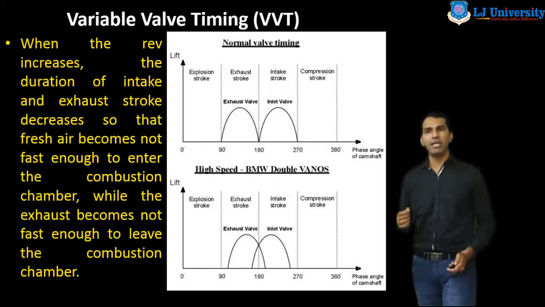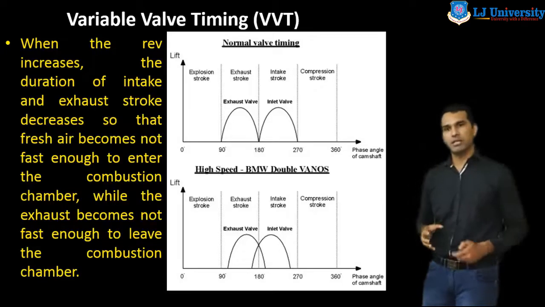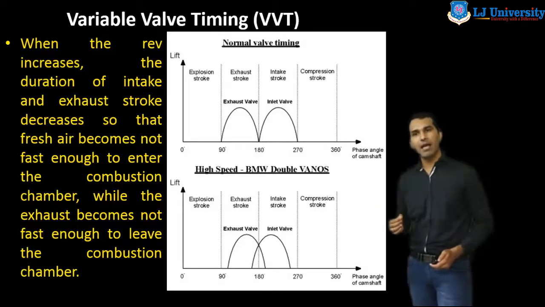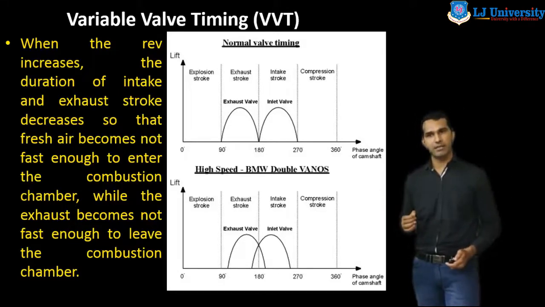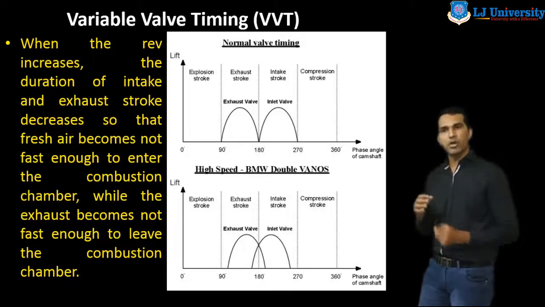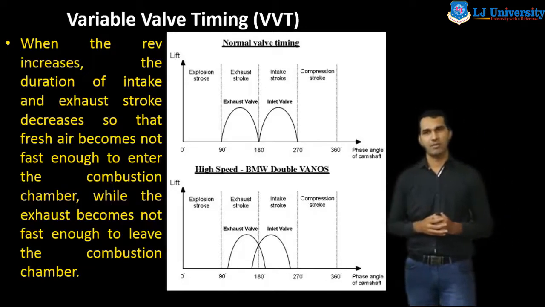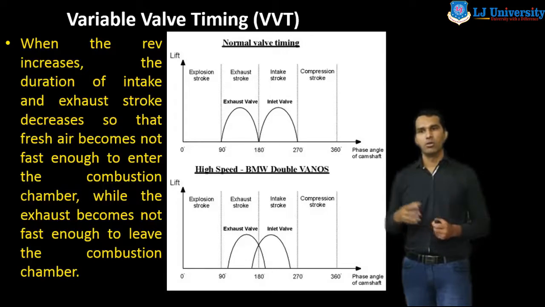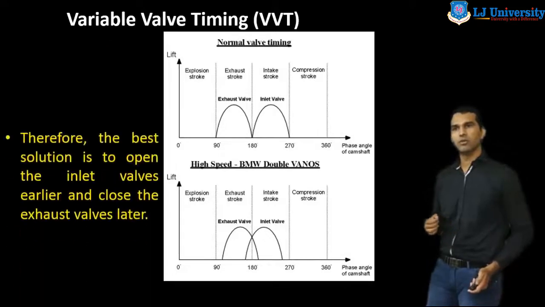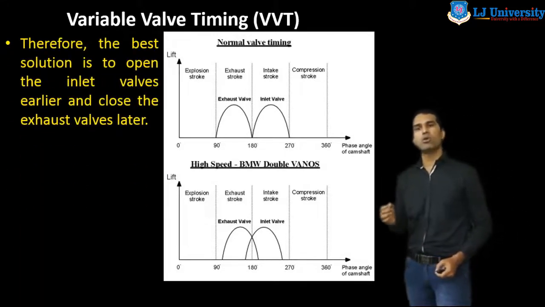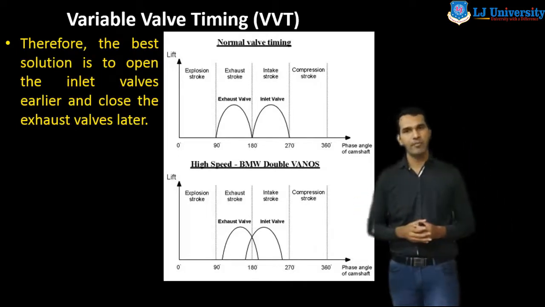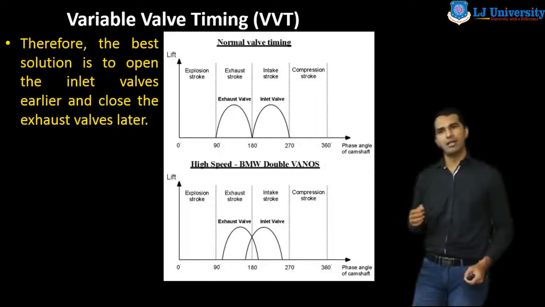When the REV increases, REV is a term related to the speed. As the speed increases, the duration of the intake and the exhaust stroke decreases, so that the fresh air is not fast enough to enter the combustion chamber, while the exhaust is not fast enough to leave the combustion chamber. Therefore, the best solution is to open the inlet valve earlier and close the exhaust valve later.